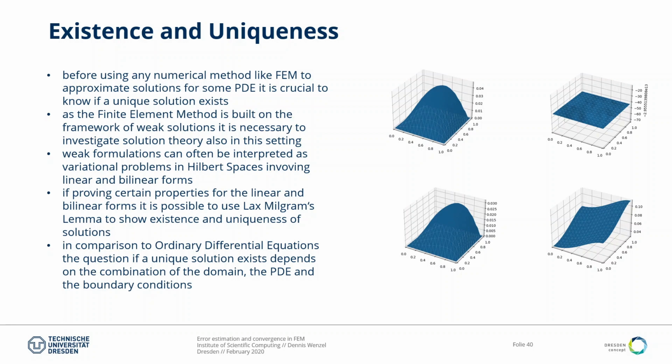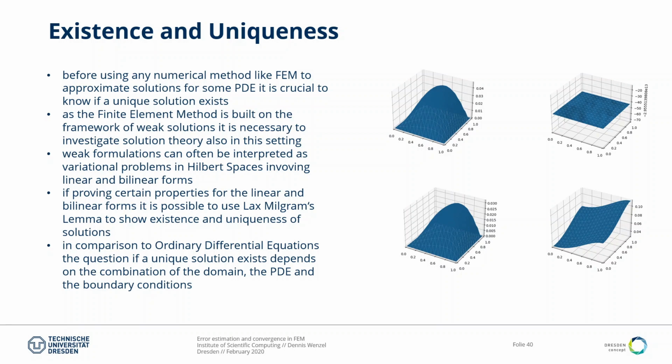This usually involves linear and bilinear forms in Hilbert spaces, which opens the door to a huge amount of theory. And we have seen that if we prove certain properties for linear and bilinear forms, we can use the Lax-Milgram lemma to show existence and uniqueness for the solutions. And also we have seen that the question of unique solvability depends on the combination of many different parts: the domain, the PDE, and the boundary conditions.